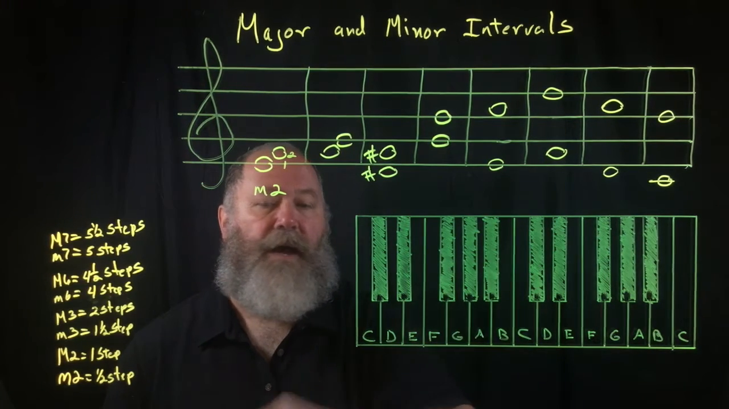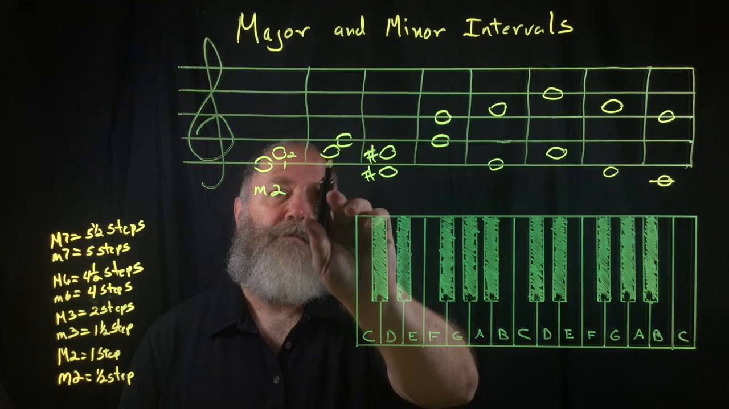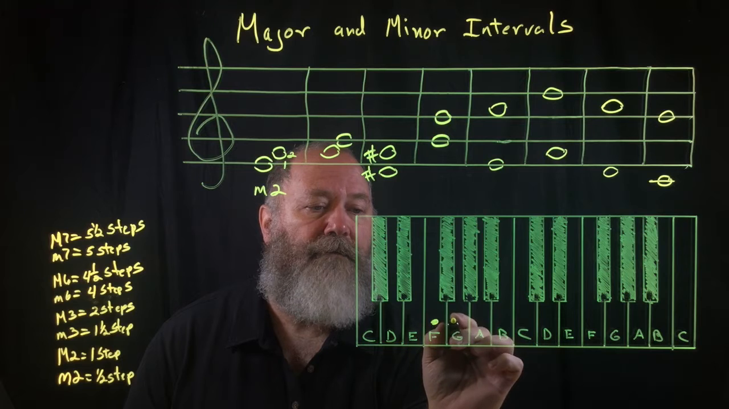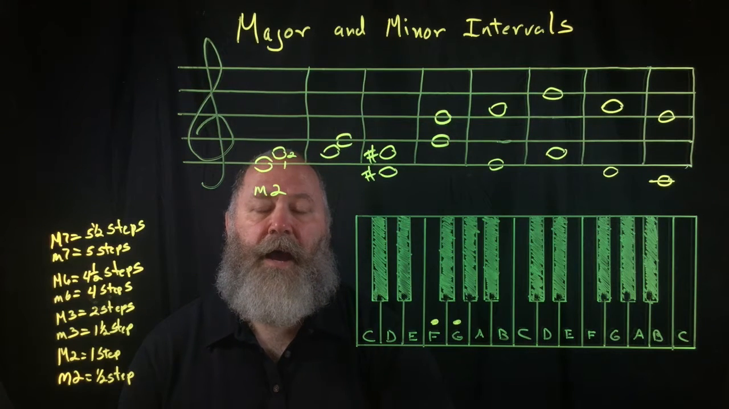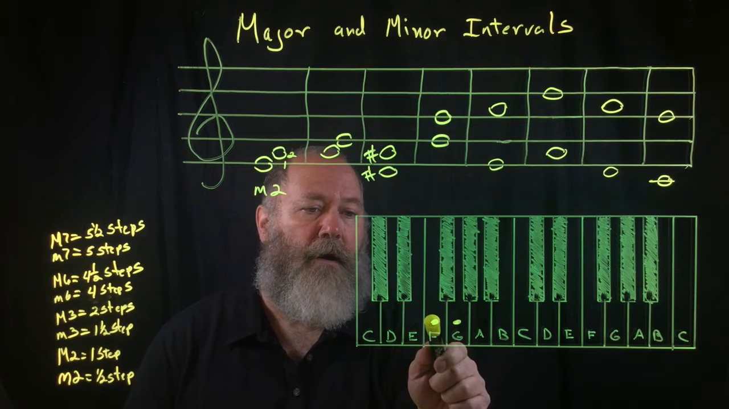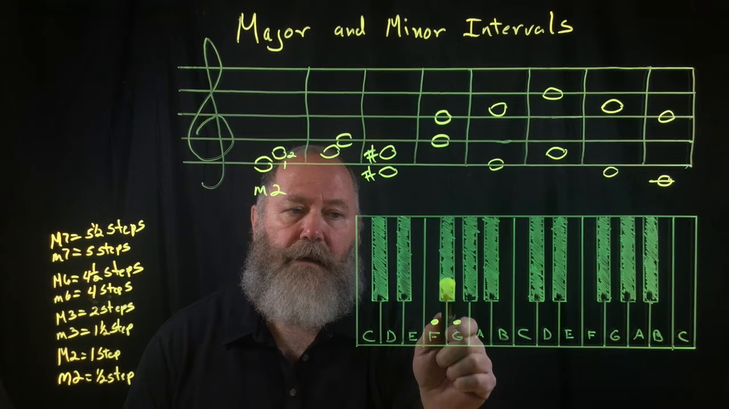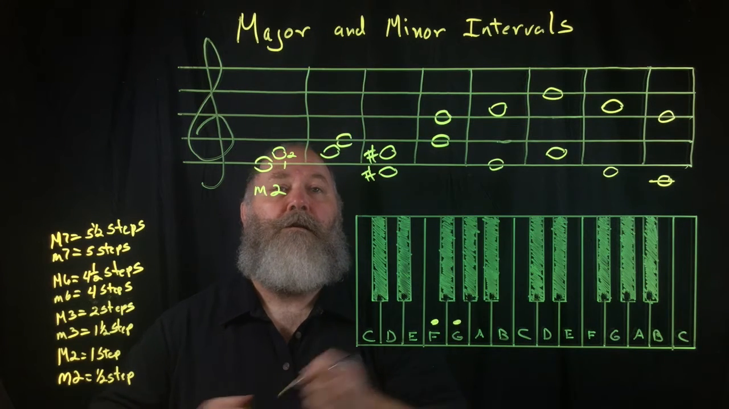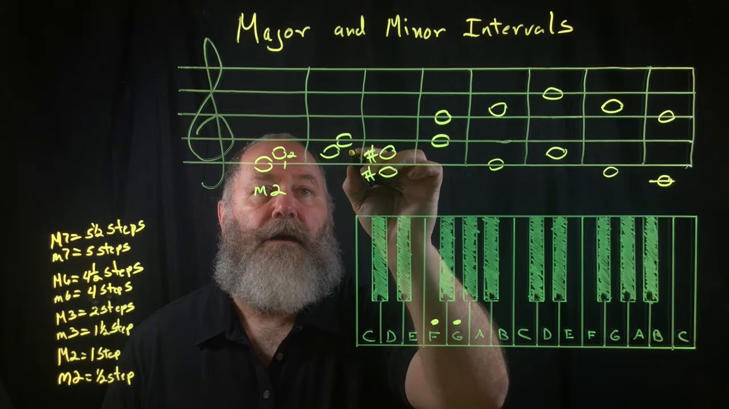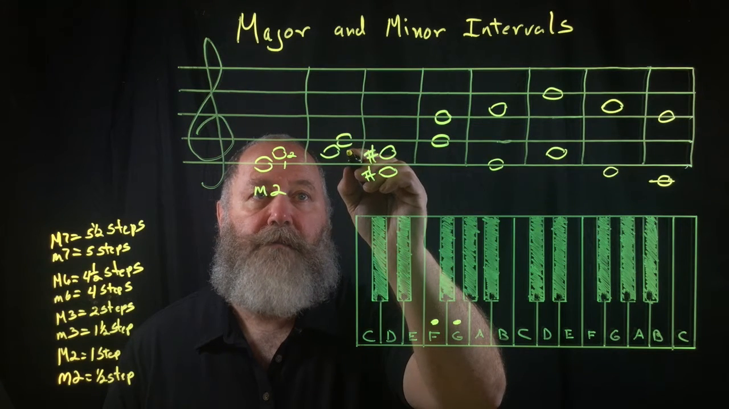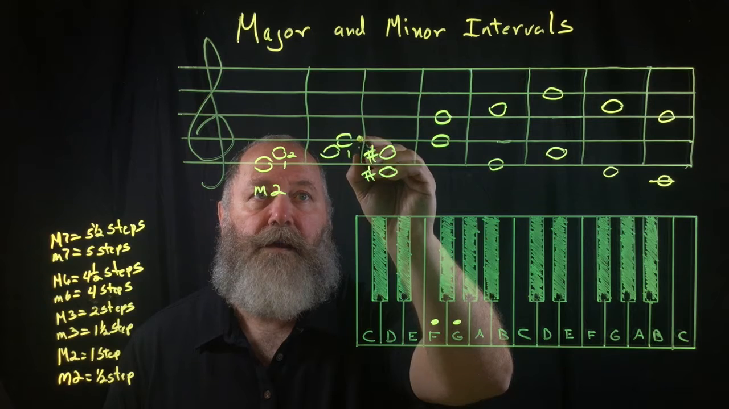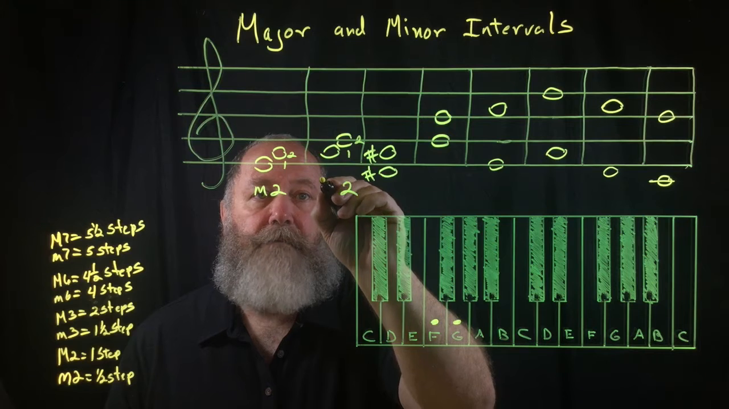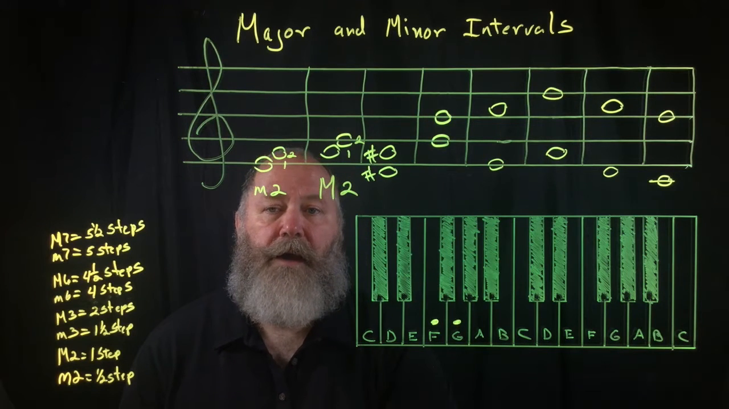Okay, let's look at the next example. The next example is F to G. I'm going to put a dot on the F and a dot on the G. That shows us that we are skipping this key, this F sharp G flat key. So that is going to be a whole step. When we look up here on the staff, if we start counting the lines and spaces from the bottom note to the top note, that space is 1 because that's where the bottom note is. That line is 2. So it is a second. Because it's a whole step, that's going to make it a major second, or uppercase M2.